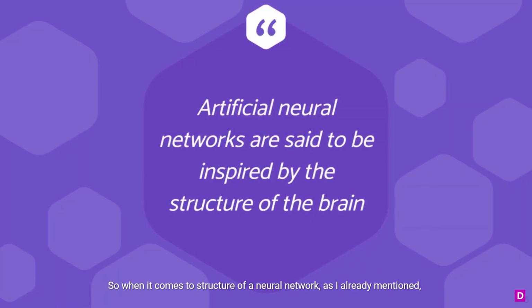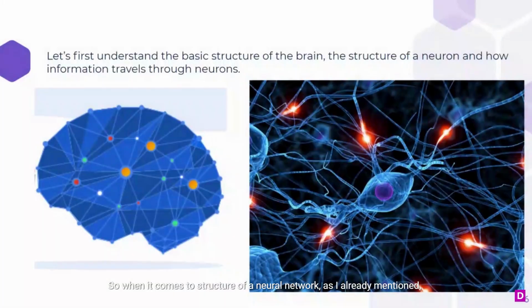So when it comes to the structure of a neural network, as I already mentioned, we are pretty much inspired by the human brain. Artificial neural networks are said to be inspired by the structure of the human brain. I have been repeating this point again and again because we are actually taking leverage of a human brain concept in order to build the artificial neural network.